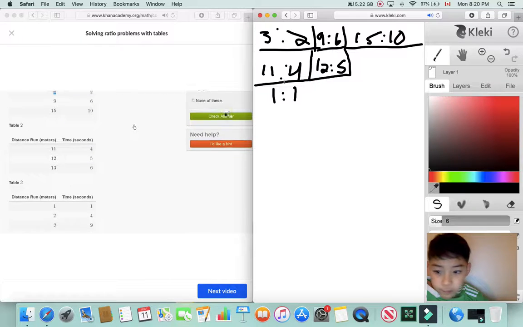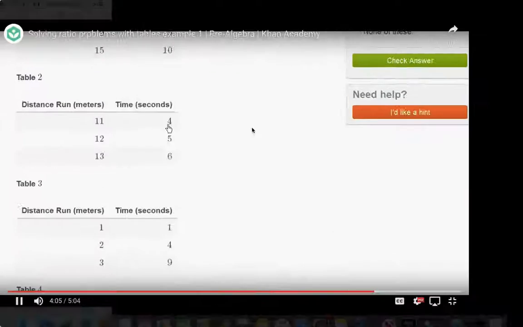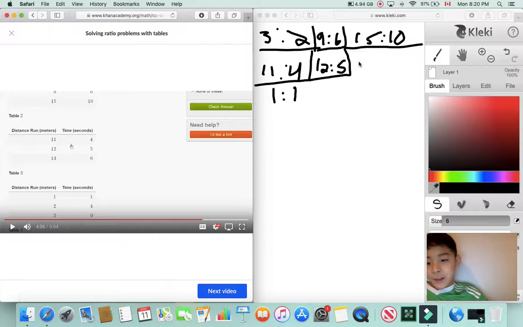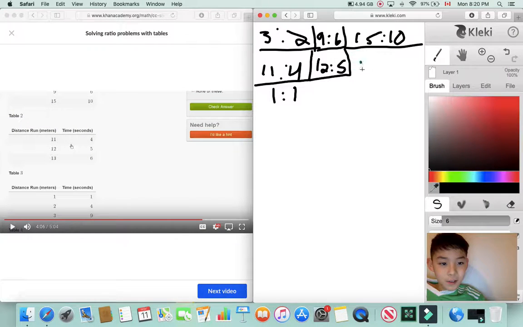Let's keep going. Table 2, 11 to 4. And there's 4. You gotta be kidding me. All I can say, get out of here. That's all I'm saying. That is so wrong.